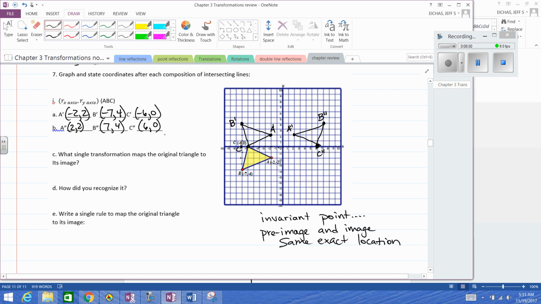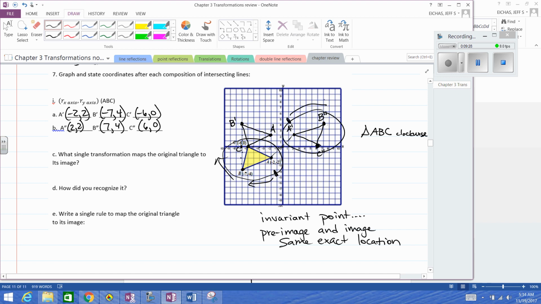This is definitely not going to be a translation. Now, here's how I can tell. A to A double prime is that length, that distance right there. If you look at B to B double prime, it's definitely a further distance. So we know it's not a translation anymore. So we check out orientation. I've shown my students this before. A to B to C is clockwise. So if we look at triangle ABC, we got a clockwise orientation.